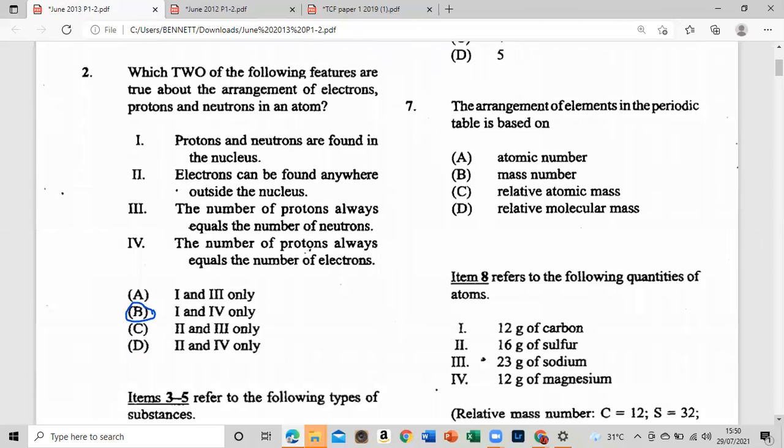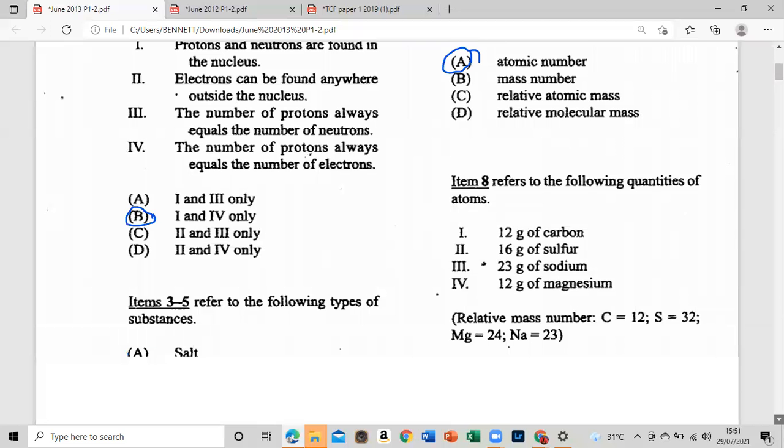All right. The arrangement of elements in the periodic table is based on the atomic number, the mass number, relative atomic mass, or the relative molecular mass. And that is the atomic number. I'm expecting all you guys to get these because chemistry students are normal.